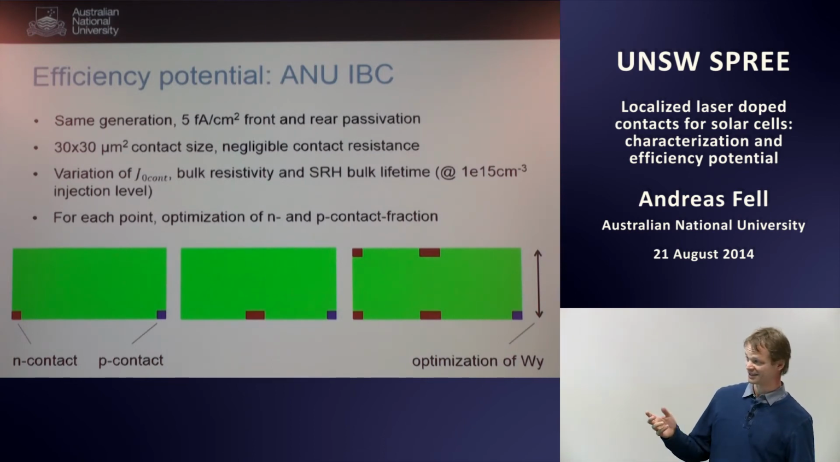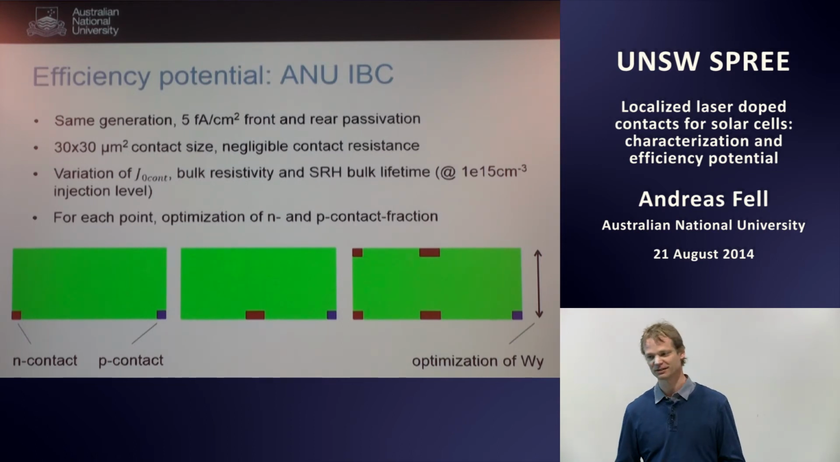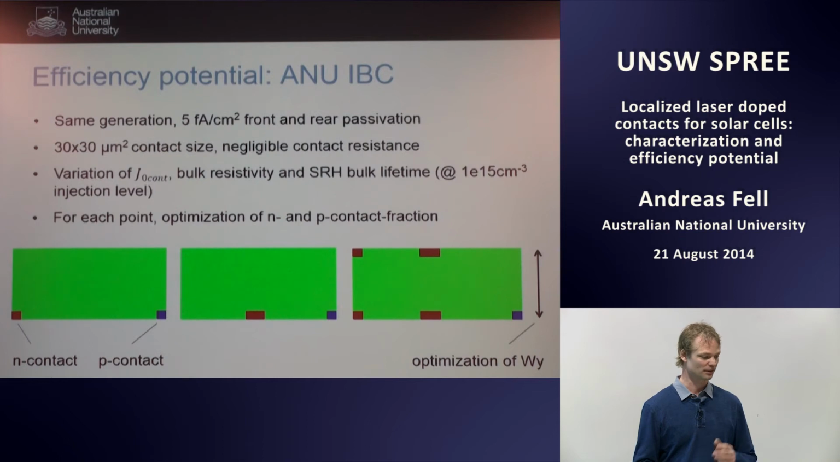And now, again, as I said before, if you vary those things to have a fair comparison of efficiency, for each set of conditions you have to optimize your geometry again to get the maximum efficiency. So that's now quite a lot of iterations already. And there's one thing, because we now consider both contacts, N and P contact on the rear.